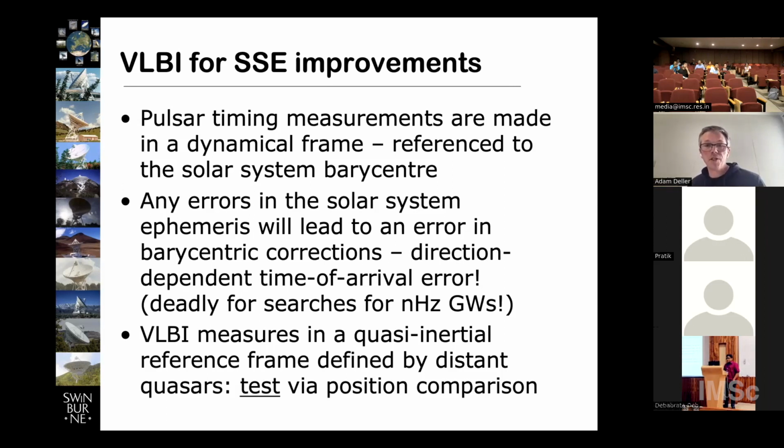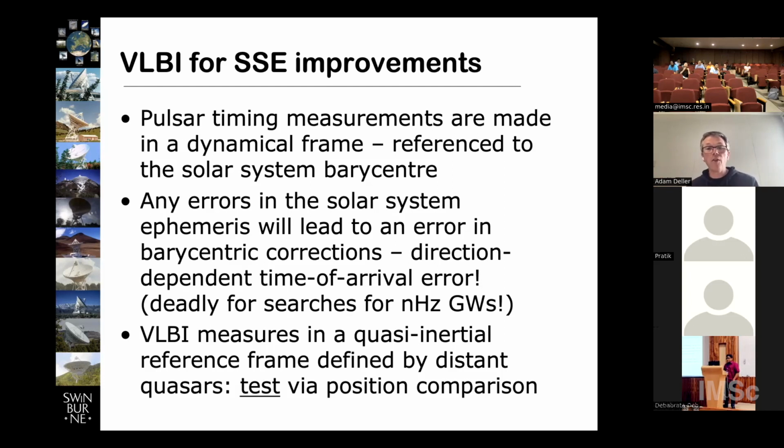But so any errors in a solar system ephemeris will lead to an error in the barycentric correction, and that will lead to a direction-dependent time of arrival error, and time-dependent as well, which is pretty deadly for searches for nanohertz gravitational waves. So one thing we can do, like people have been improving the solar system ephemeris for decades, well, as long as people knew there was a solar system, really. And we do that by observing spacecraft that are doing flybys of other planets, and lunar laser ranging and all kinds of other techniques put together.